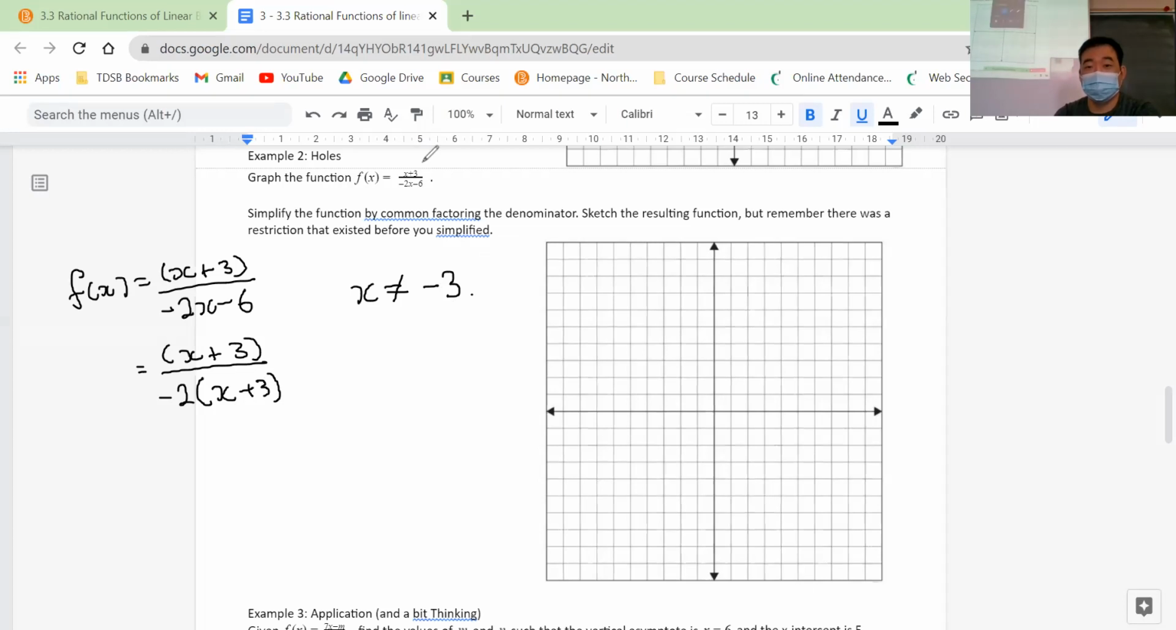But wait a minute. What do we see here? Don't say cancel. We divide out and they become ones. So the final answer is f of x equals negative half. What does that mean? Yeah. f of x means y equals negative half no matter what. No matter what x I give you, y equals negative half.